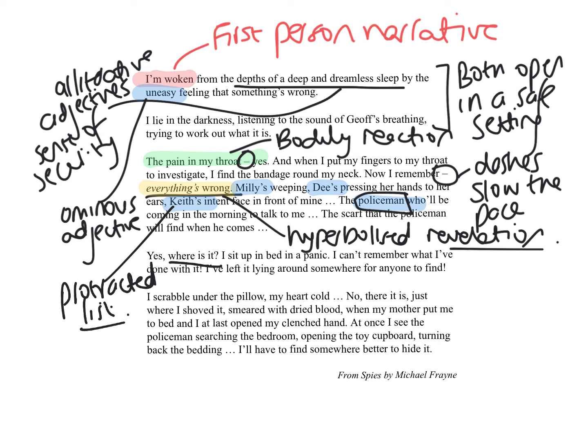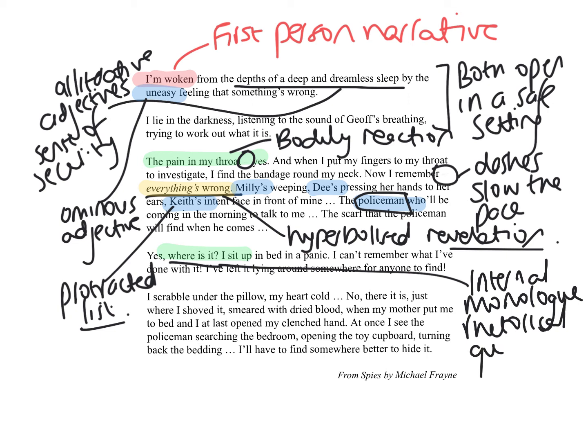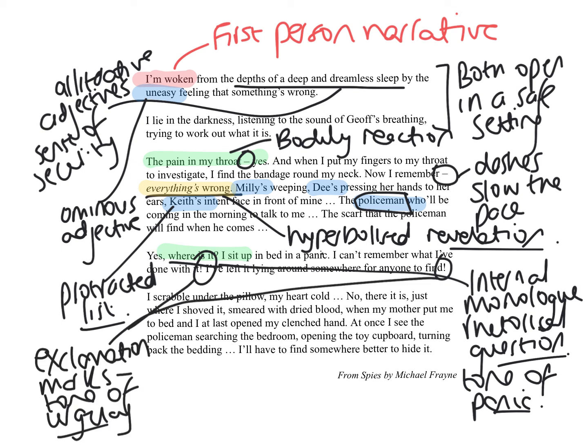This is their thoughts. And you may remember, when we hear a character's thoughts, that is called internal monologue. So we have this internal monologue of a rhetorical question, and that is a rhetorical question because there's nobody there to answer it. Where is it? That rhetorical question creates a tone of panic. We know that there's something urgent that needs to be resolved. And their sense of urgency, sense of panic, is reinforced through the repeated exclamation marks. So exclamation marks there creating a tone of urgency as we know something needs to be done.